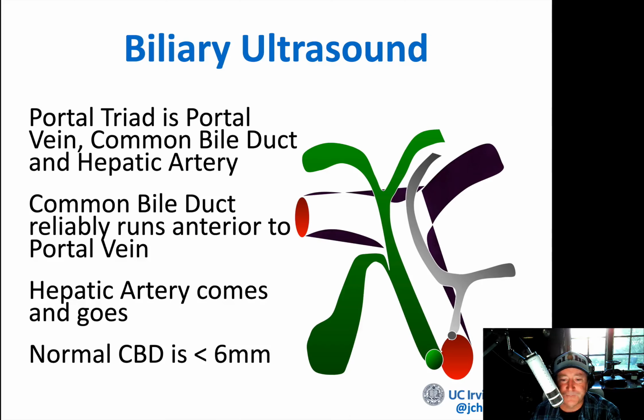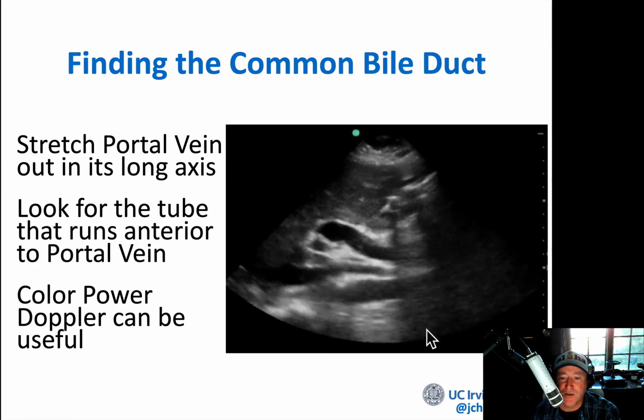Okay, so moving on to biliary ultrasound, this is to try to find the common bile duct. People always want to know, I want to find the common bile duct. People ask me this all the time. It's so cute. So here's the portal vein, and here's the CBD, and this is the hepatic artery. You'll notice that the hepatic artery kind of comes and goes with the portal vein. However, the CBD is very reliably linked right up next to the portal vein. And so really my goal to try to find the common bile duct is to try to find the portal vein.